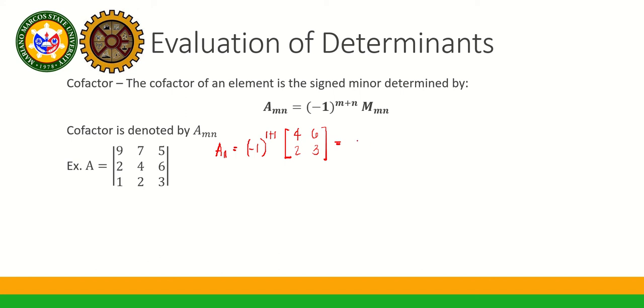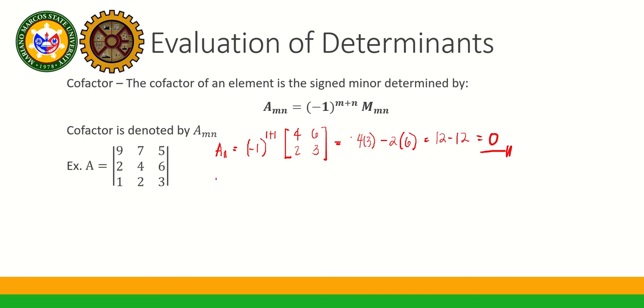Negative 1 raised to 2 will be positive 1, so we no longer write it. And then this one, the downward diagonal, is positive. So 4 times 3 minus 2 times 6 is equal to 12 minus 12. So this is equal to 0. That is the cofactor of the element 9, element 11, A11.